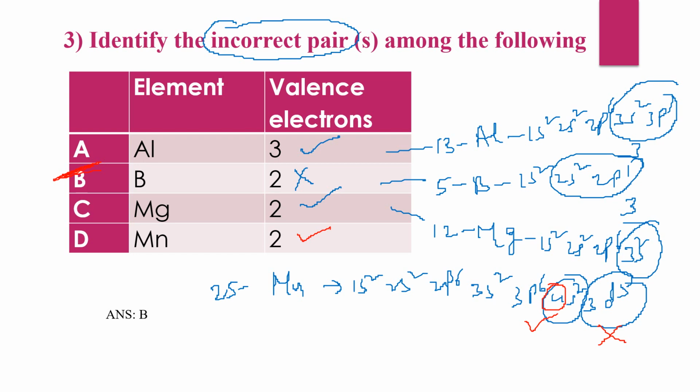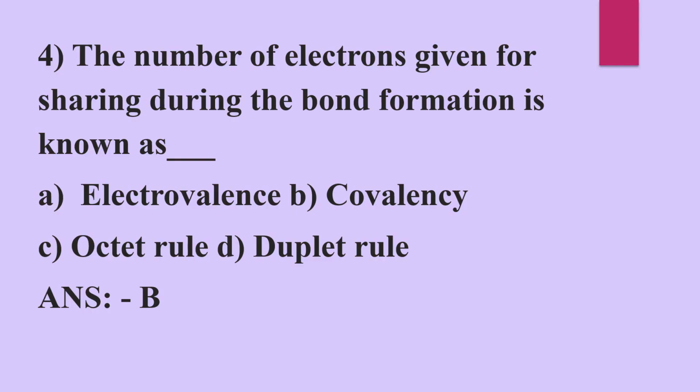Thank you. Next question. Here it is asking the number of electrons given for sharing during the bond formation. Sharing, what do you mean by sharing? Suppose you take hydrogen, which contains one electron, and another hydrogen contains one electron. They are shared between the two atoms.